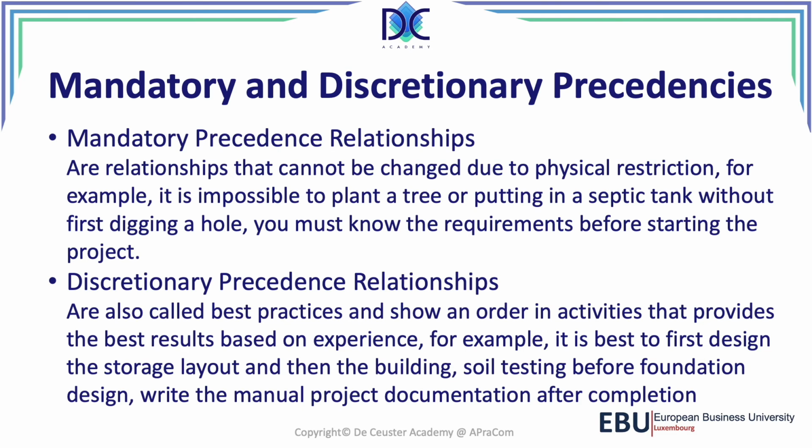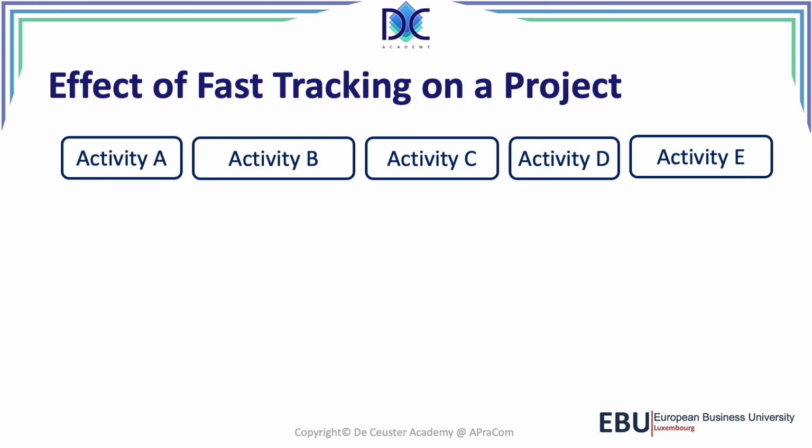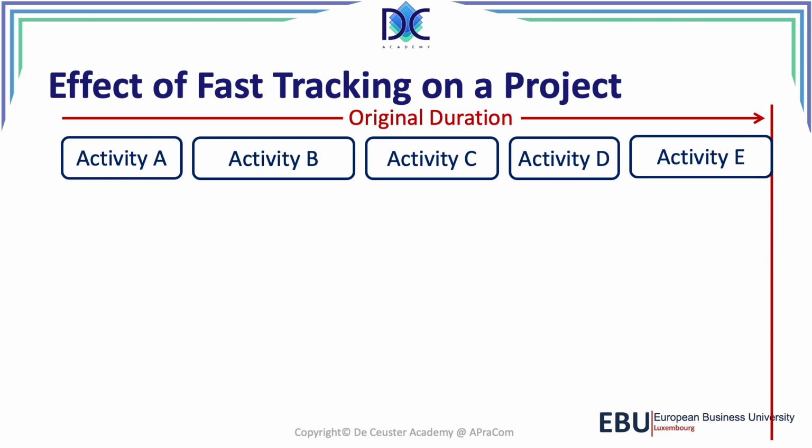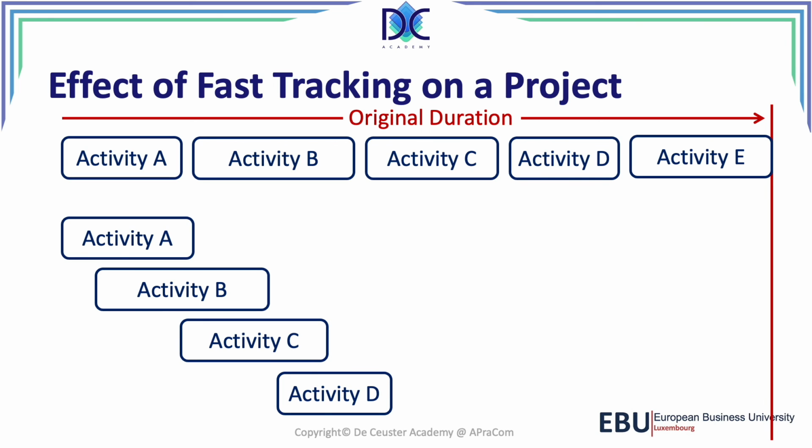Now, when we look at the effect of fast tracking on a project, we have here a project composed of activities A to E. What we're going to do is we have here the original duration, and now we put those activities in parallel. So we see activity B already starts when activity A is not finished yet. We do the same with activity C and D. Activity E we don't change.